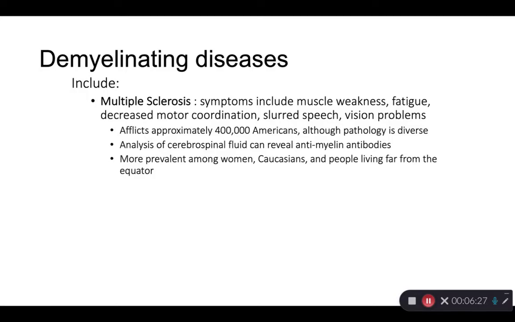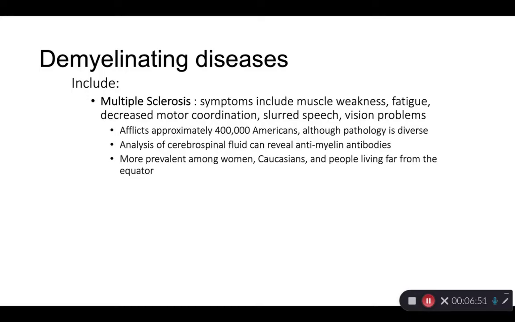It can be difficult to diagnose because there are these diverse symptoms and diverse presentations. So one of the best tests is to look at the cerebrospinal fluid that surrounds the brain and spinal cord, which you can test for anti-myelin antibodies. And the pathology is kind of interesting. More women than men develop multiple sclerosis. Caucasians are at higher risk than other ethnic groups.